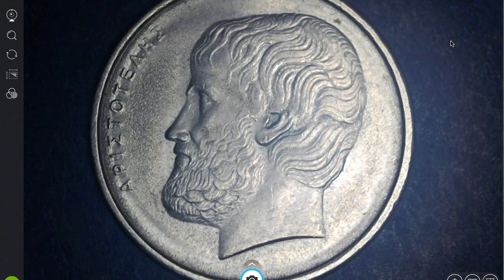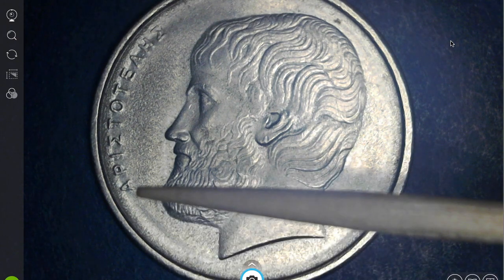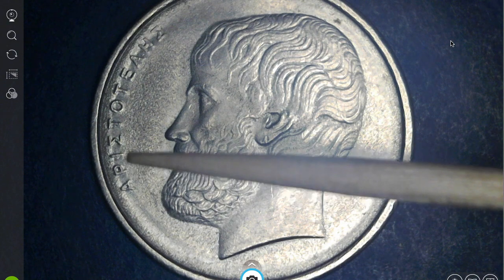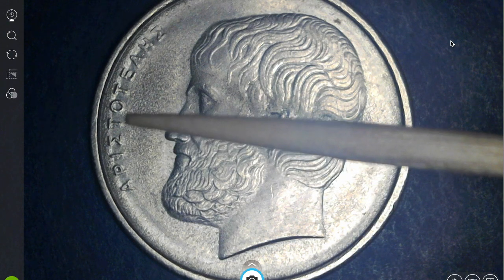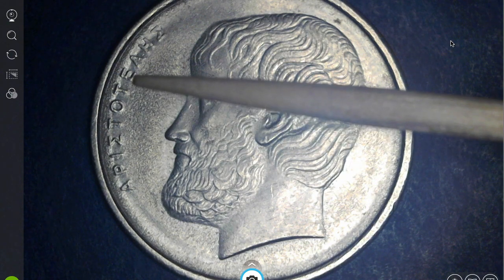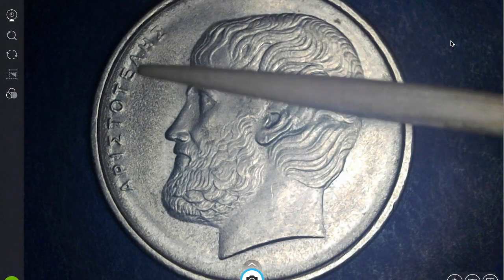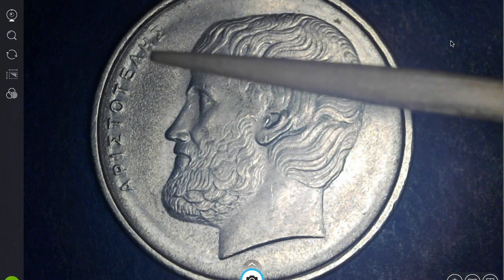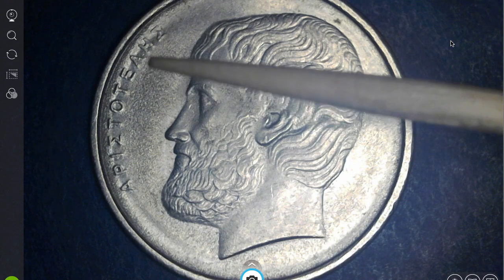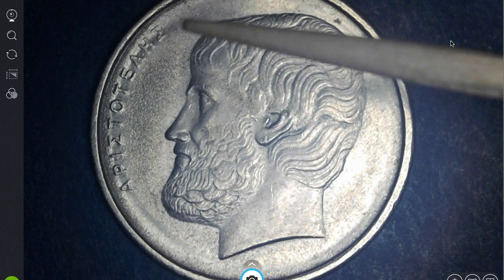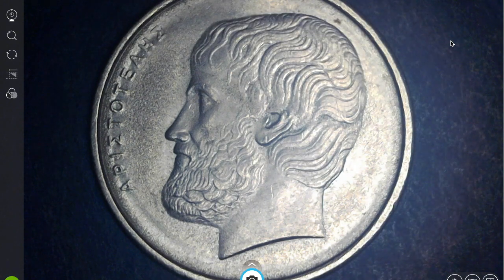The obverse of the coin depicts a rather serious-looking man, and we see from the inscription Alpha, Rho, Iota, Sigma, so this would be Aries. Then we have Tau, Omicron, Tau, so Tot, Epsilon, Lambda, this is Eta, and that's Sigma. So we have Aristoteles, and this is Aristotle, who is arguably one of the most famous philosophers of all time.